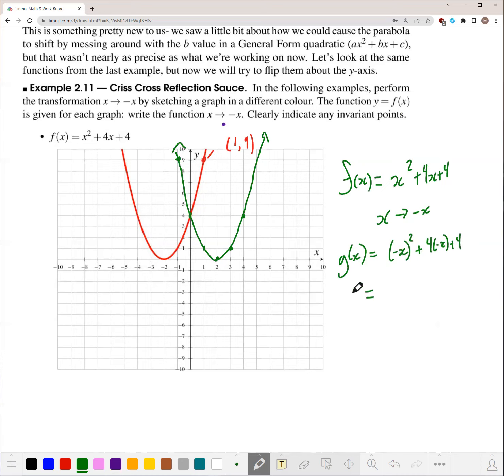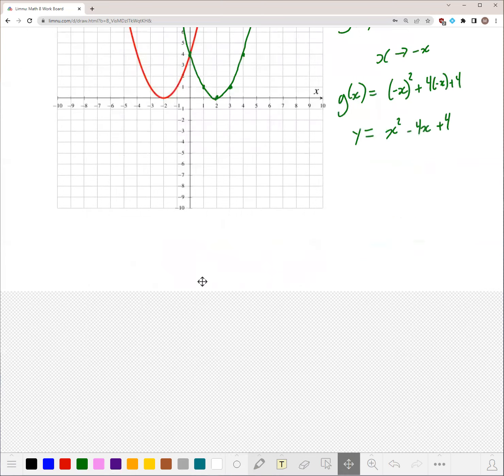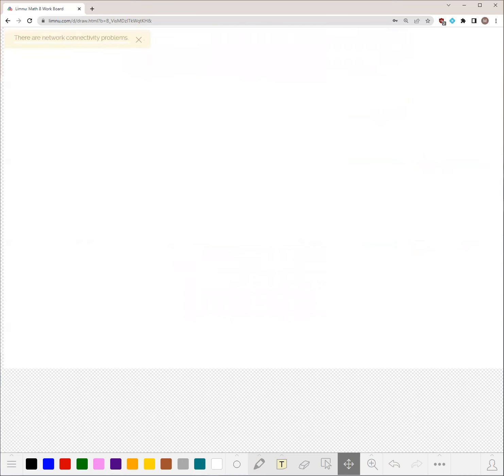And so what we end up with, y or g of x, whatever is not really relevant, is x squared minus 4x plus 4. And this makes sense because x squared means a parabola opens upwards. Our leading term has a positive coefficient. And plus 4, our y-intercept is exactly what we expect it to be too. Gorgeous. Let's actually use the graph method again.